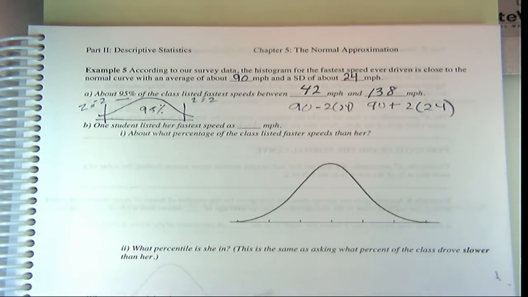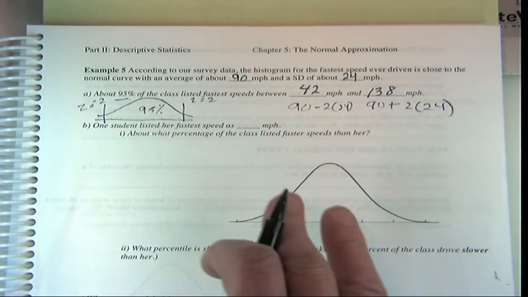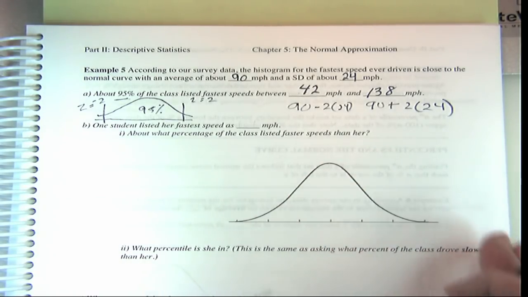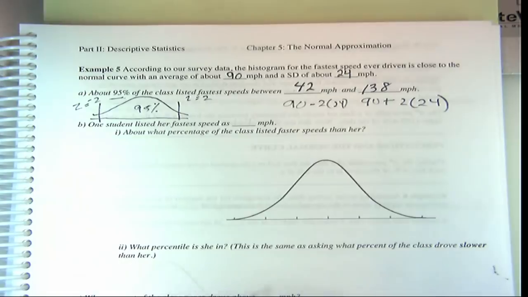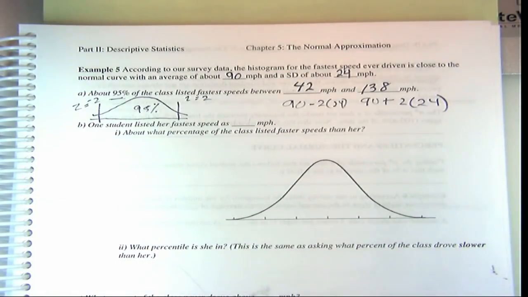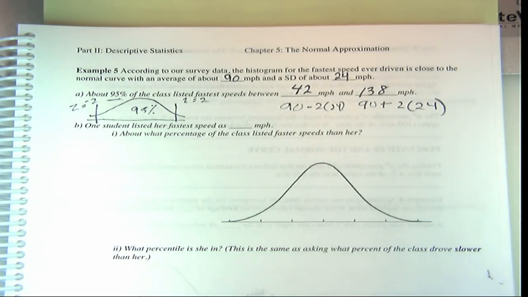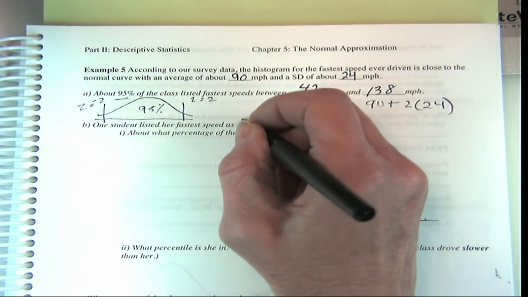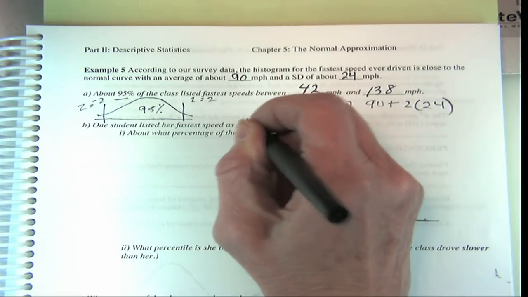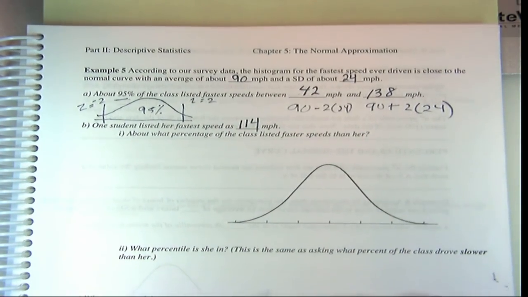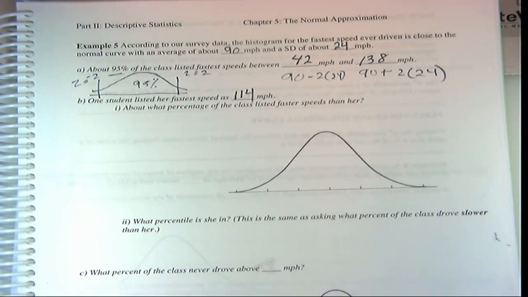So now I was going to let you do some of these examples on your own, but since we're just starting with this page, I'll do the first one for you here. And then you'll do the rest, because we have a lot of examples and we already pretty much covered this. So to remind you, let's just do the first example. Let's say one student listed her fastest speed as 114 miles per hour. So about what percentage of the class listed faster speeds than her?